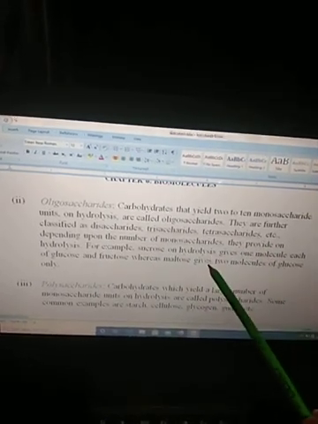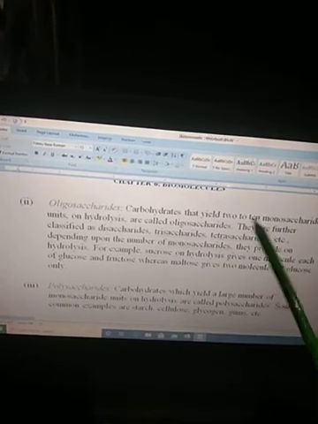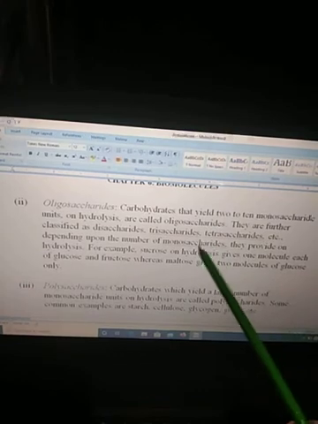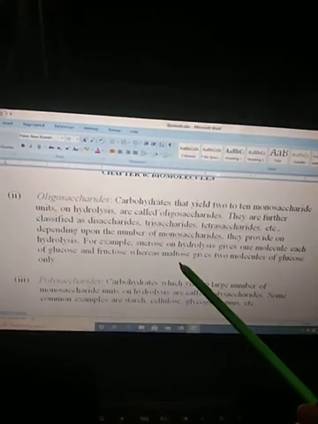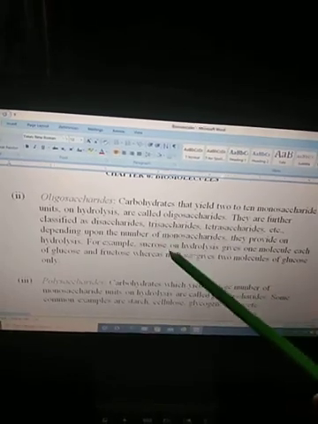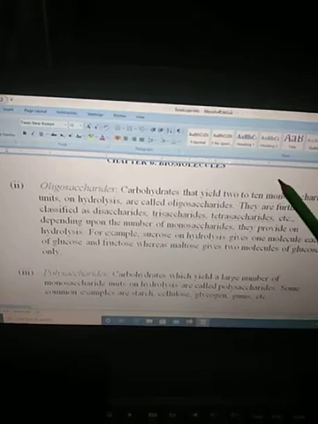For example, lactose or sucrose on hydrolysis gives one molecule of glucose and one molecule of fructose. So this we can call disaccharides. If it gives 3 units, then we call trisaccharides, like that.